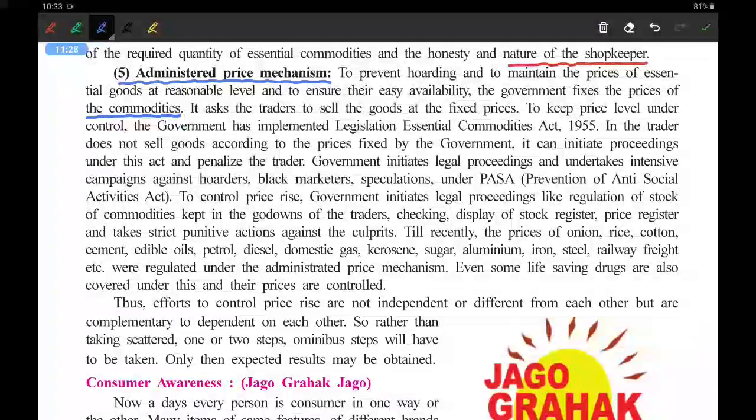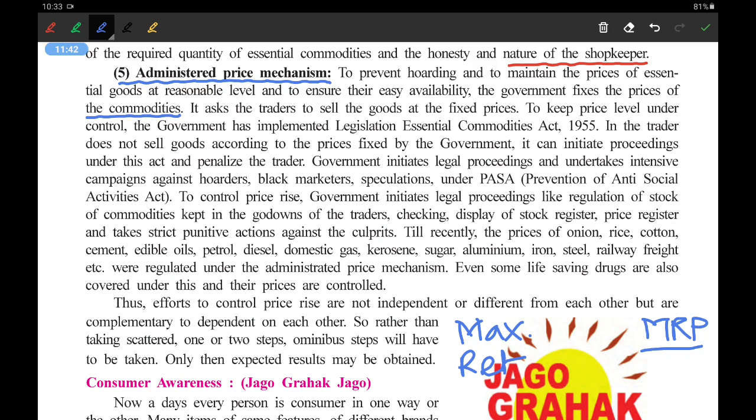Now you might have seen many times, right, on the product MRP is written. Now what does MRP stand for? It stands for maximum retail price. That is the highest price, including all the tax and everything, that the person can charge. Okay. So if anyone charges above MRP, that is a crime, and that's why you should be very aware about it.